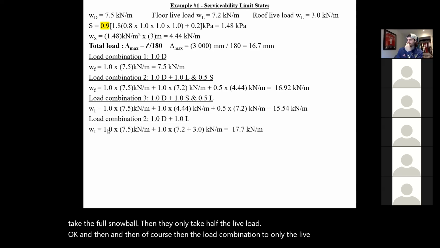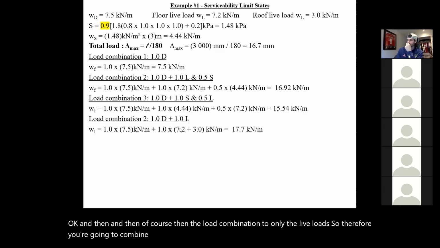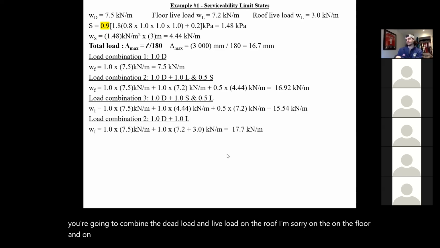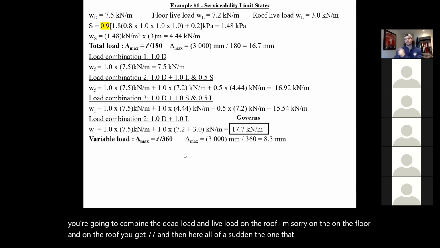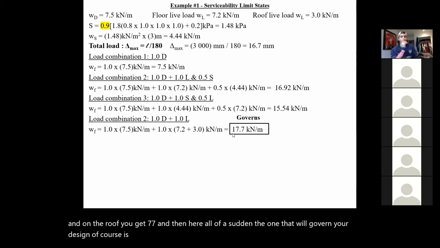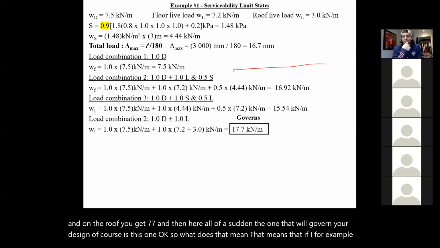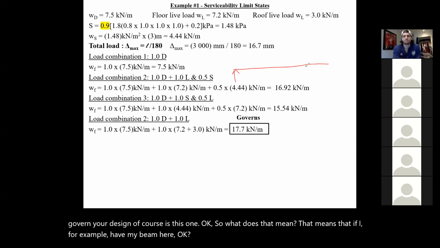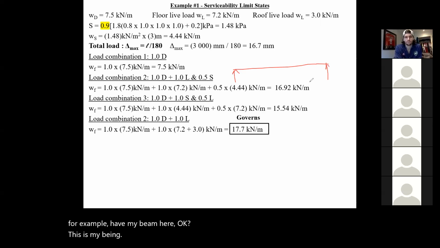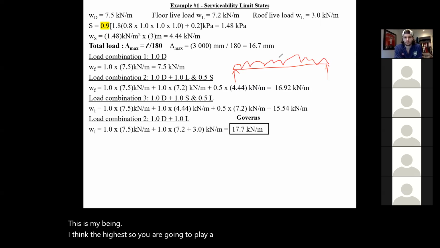So therefore, you're going to combine the dead load and the live load on the roof. I'm sorry, on the floor and on the roof, you get 17.7. And then here, all of a sudden, the one that will govern your design, of course, is this one. Okay. So what does that mean? That means that if I, for example, have my beam here, okay, this is my beam. I take the highest. So here I'm going to apply a load on here, okay.